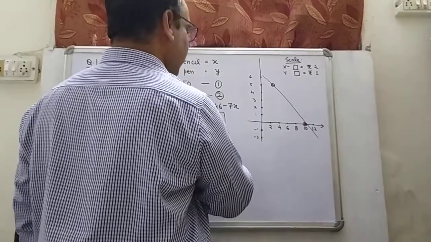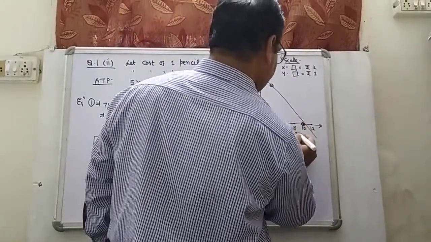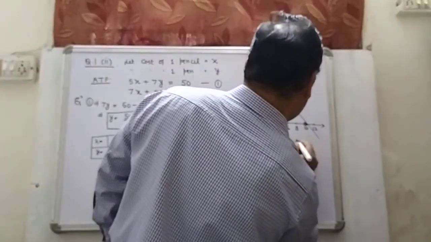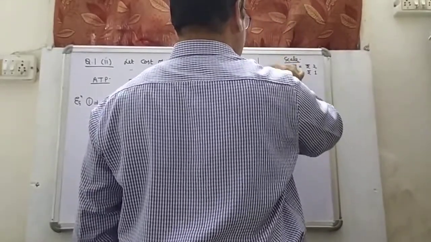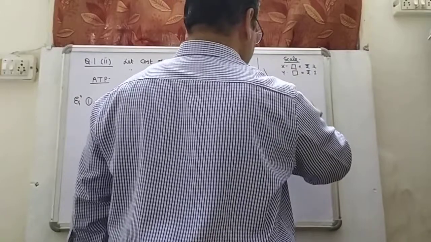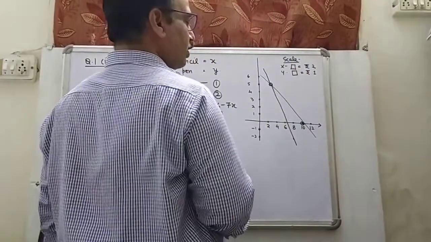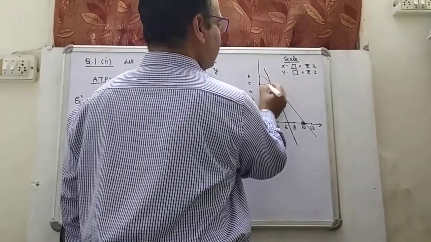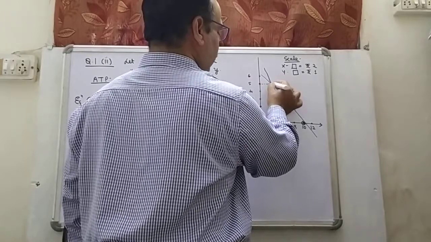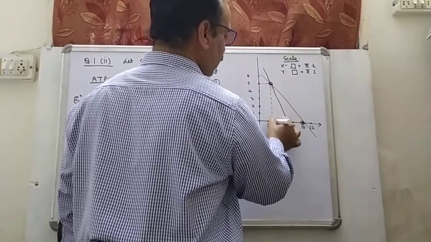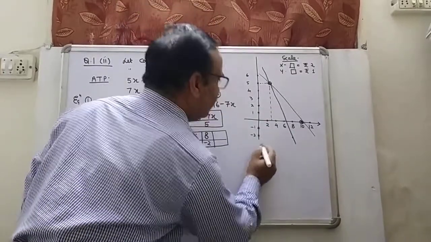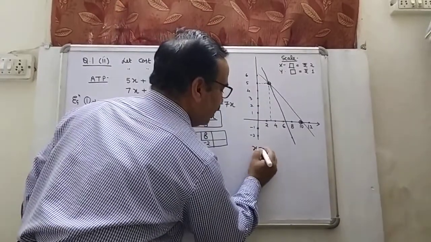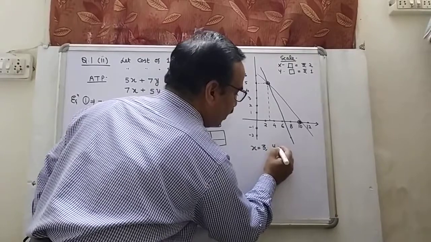And the second one is 8, minus 2. Then you have to join these two also. You will get the same point as this. And then you will have x is equal to 3 and y is equal to 5. So according to the graph, the intersecting point is x is equal to 3 and y is equal to 5.